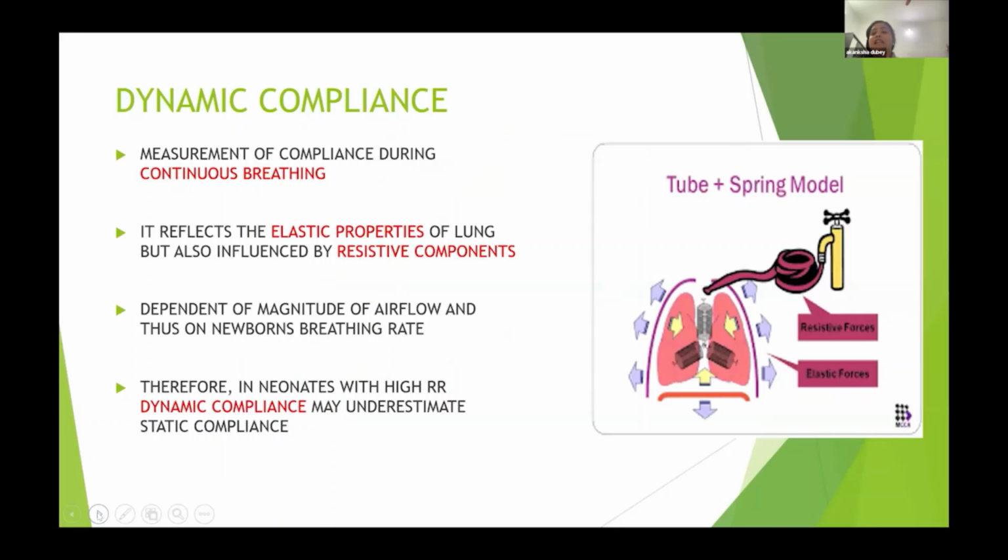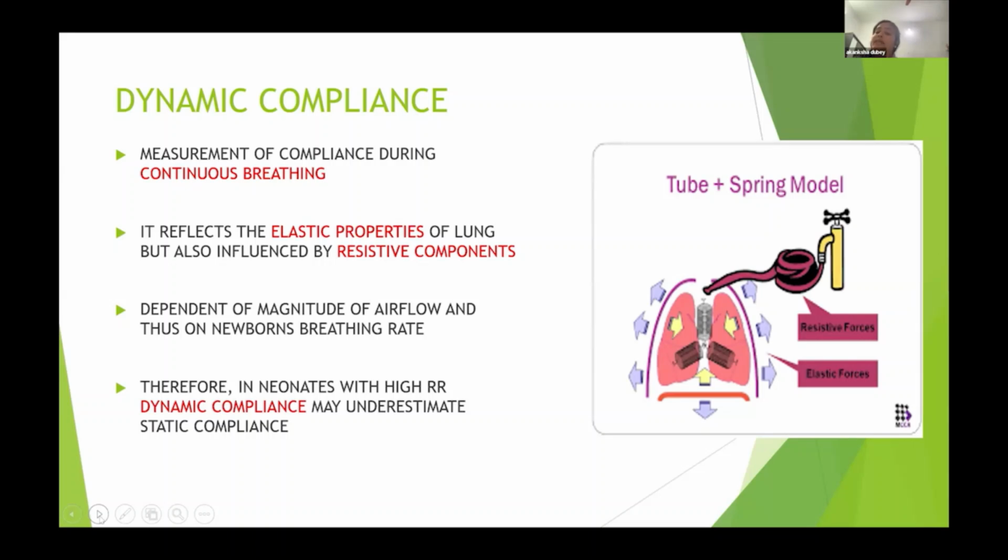Coming to dynamic compliance, it is measured during continuous breathing, when the baby is continuously breathing. So it reflects both properties, the elastic properties of the lung as well as the resistive components. Now coming to what are elastic properties and what are resistive components. Elastic properties, as we can see in this picture, are the inherent property of the lung to come back to its original size, original shape. And resistive forces are anything where, after inhaling air, the air has to go through a long route to come to the lungs. That route, that pipe, the bronchus and the secretions and bronchioles and the airways, they all constitute resistive forces. In case the baby is intubated, the endotracheal tube and the secretions are all resistive forces.